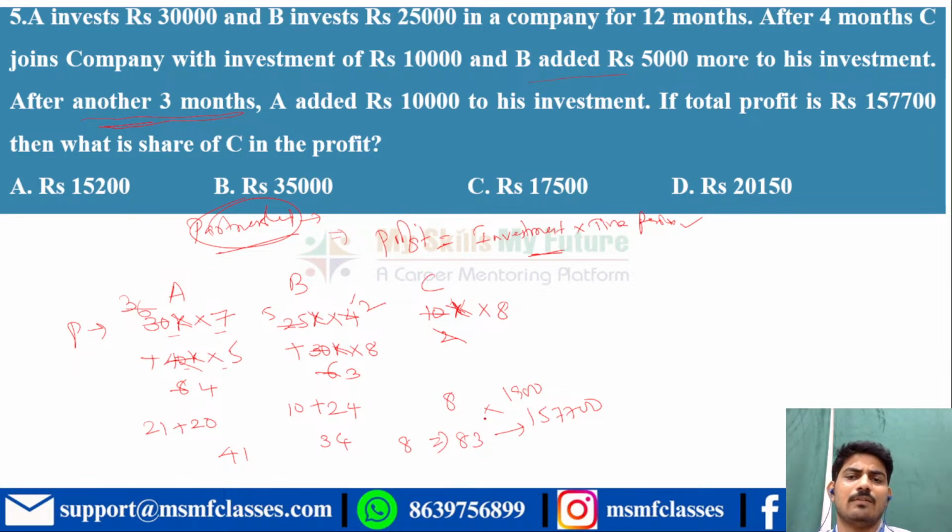So you need to be good at calculation while solving this type of problem. We need to find the profit of C here. The profit of C is 8 parts, and one part is 1900. So 8 into 1900, what will we get? We'll get an answer of 15,200, which is presented in option A.